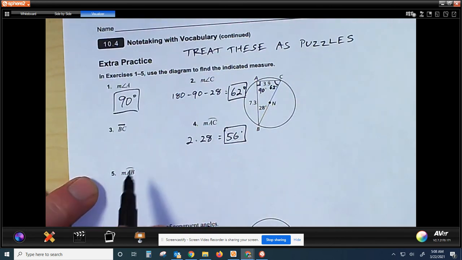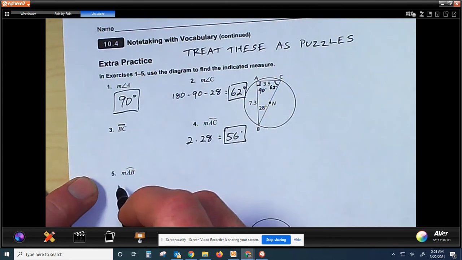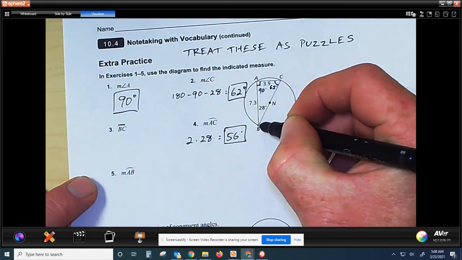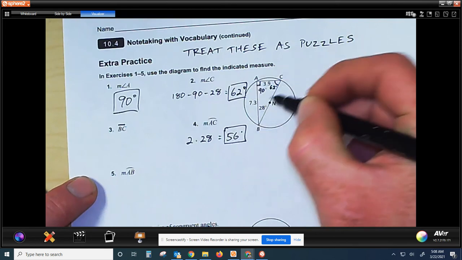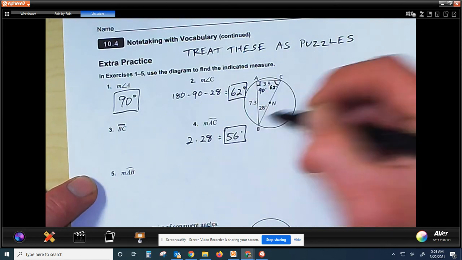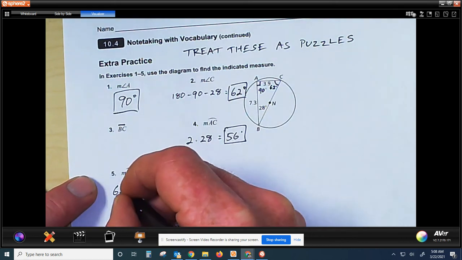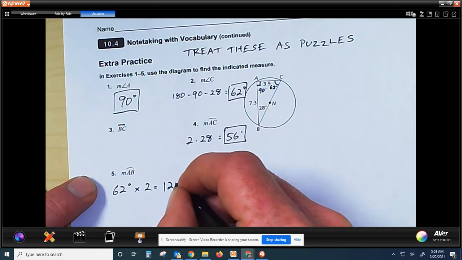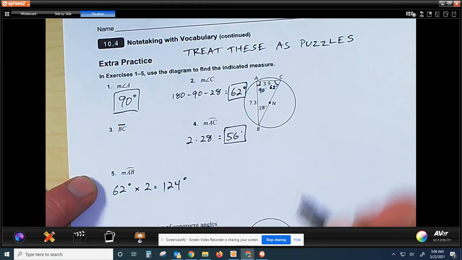The measure of arc AB. Okay, AB comes around this way. We could do it again. 62 degrees times 2 will give me the measurement of this arc. 62 degrees times 2 is equal to 124 degrees.